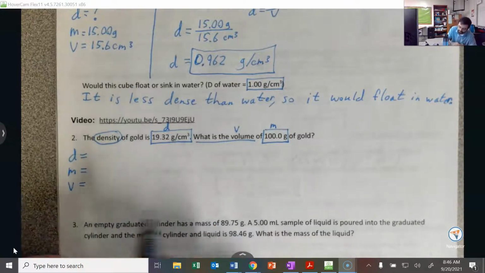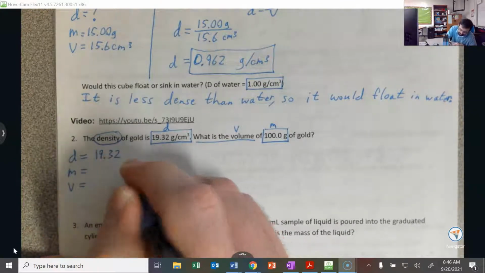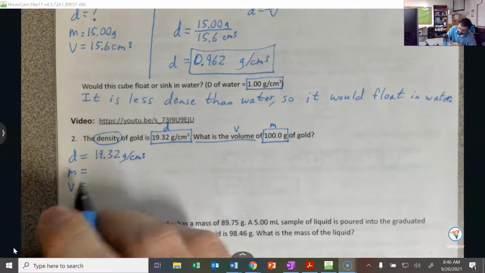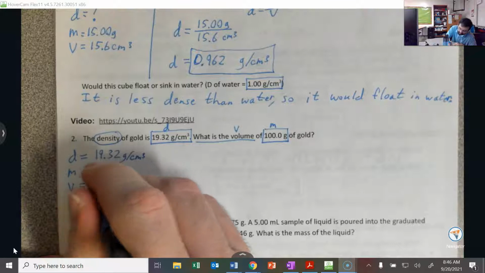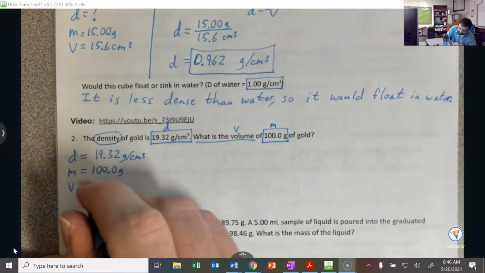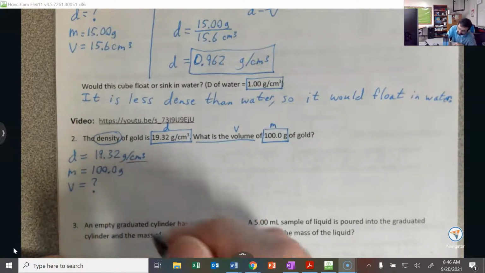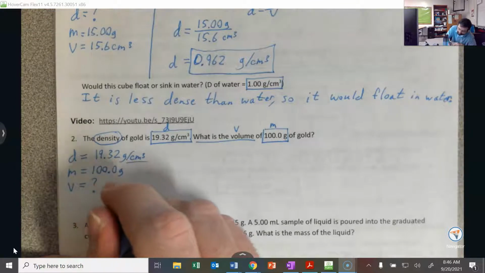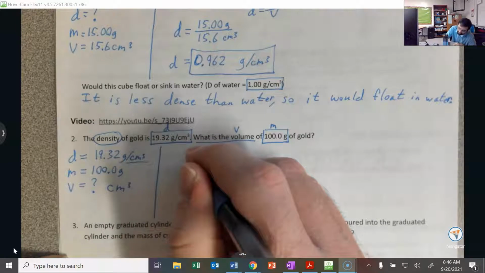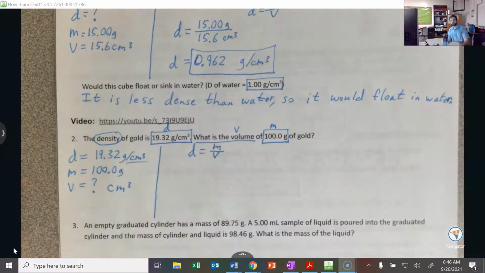Density, mass, and volume. So my density is given as 19.32 grams per centimeter cubed. My mass is given as 100.0 grams. And I don't know the volume, but because I have centimeters cubed right there, my volume will be centimeters cubed. And I also know the equation is D equals M over V.